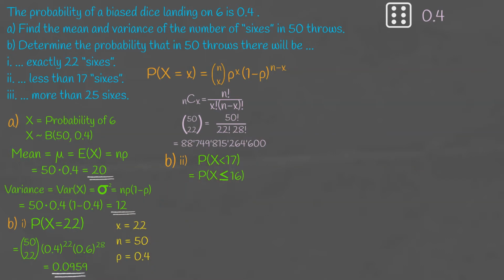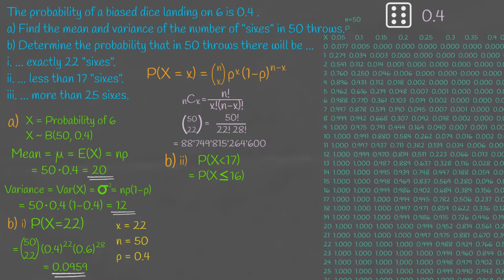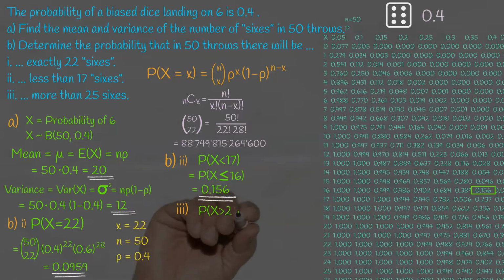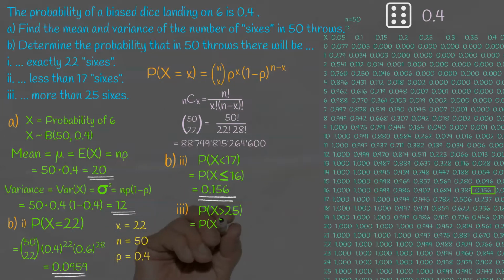Next, the probability of throwing less than 17 sixes is the same as saying the probability of throwing less than or equal to 16 sixes. Now, because tables are cumulative, we can read any number that is less than or equal to directly from the tables. So here's the table for n equals 50, and if we read down the 0.4 column to 16, we get our answer of 0.156.